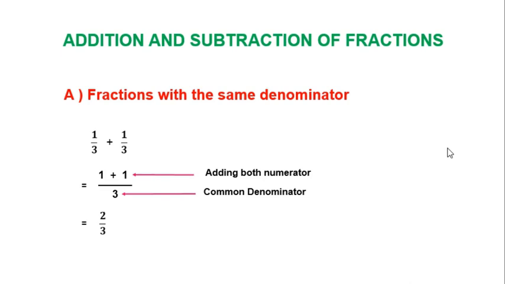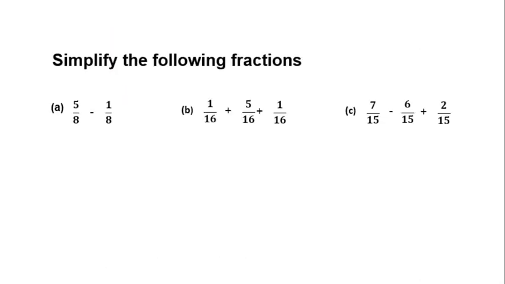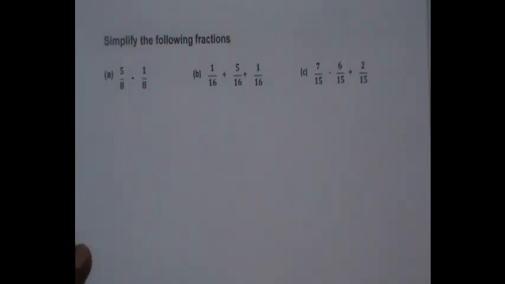Fractions with the same denominator is very easy. If you have the same denominator, we can say that denominator is the common denominator. And what you have to do is the numerators should be added like that. So you will get 2/3. You can see the video clip on how to simplify these fractions.